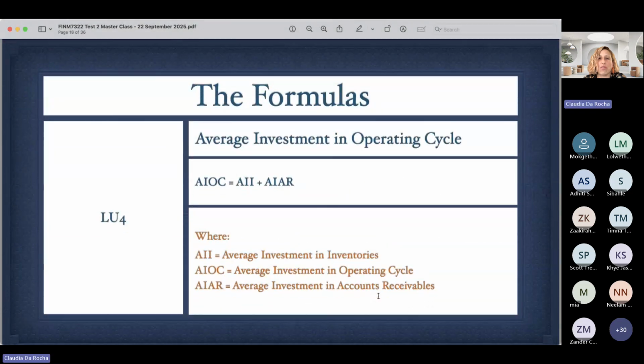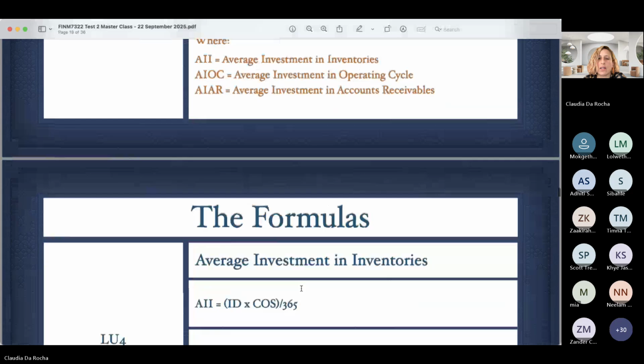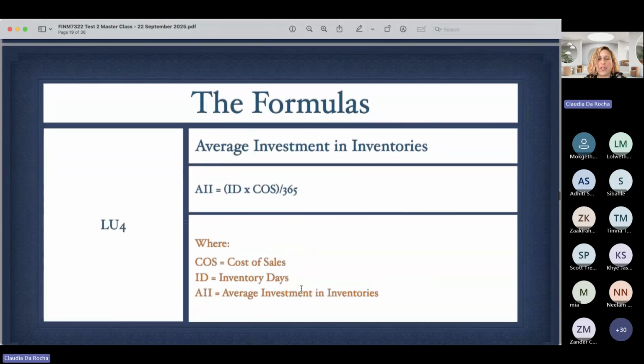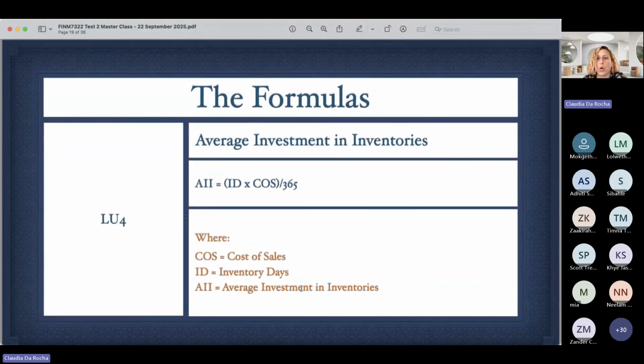Okay, just a breakdown of the average investment in your operating cycle, which is your average investment in inventories plus your average investment in accounts receivable. And then each of the investments in your working capital, so inventories, accounts receivable, and accounts payable, have formulas. For your average investment in inventories, it is inventory days times your cost of sales divided by 365.